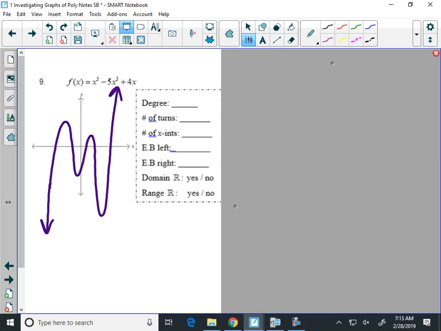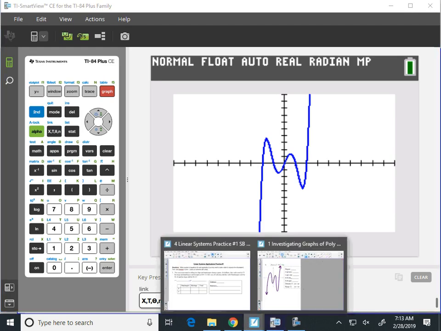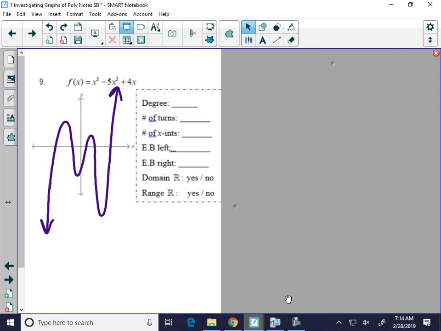All right, I think that's kind of close. Yeah, it's not perfect, but it's the same. The squiggles are in the same spot. We're pretty good. All right, so let's talk about degree. Highest exponent, 5, 3, and 1. The highest exponent is 5, so this is a degree of 5.